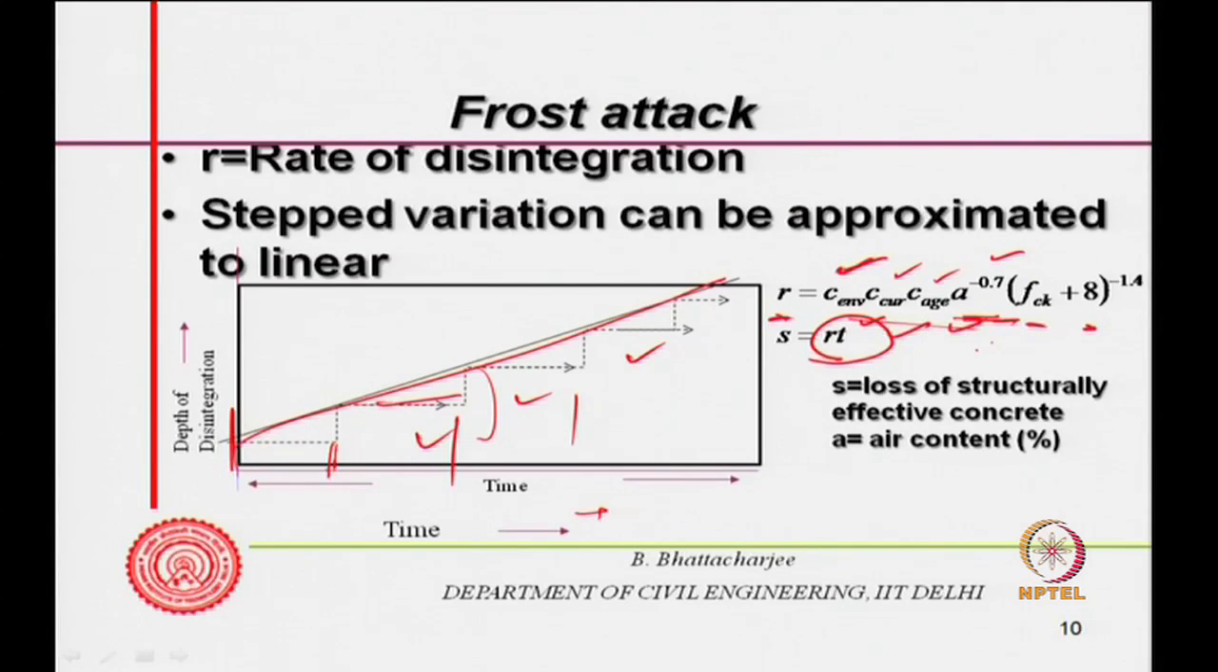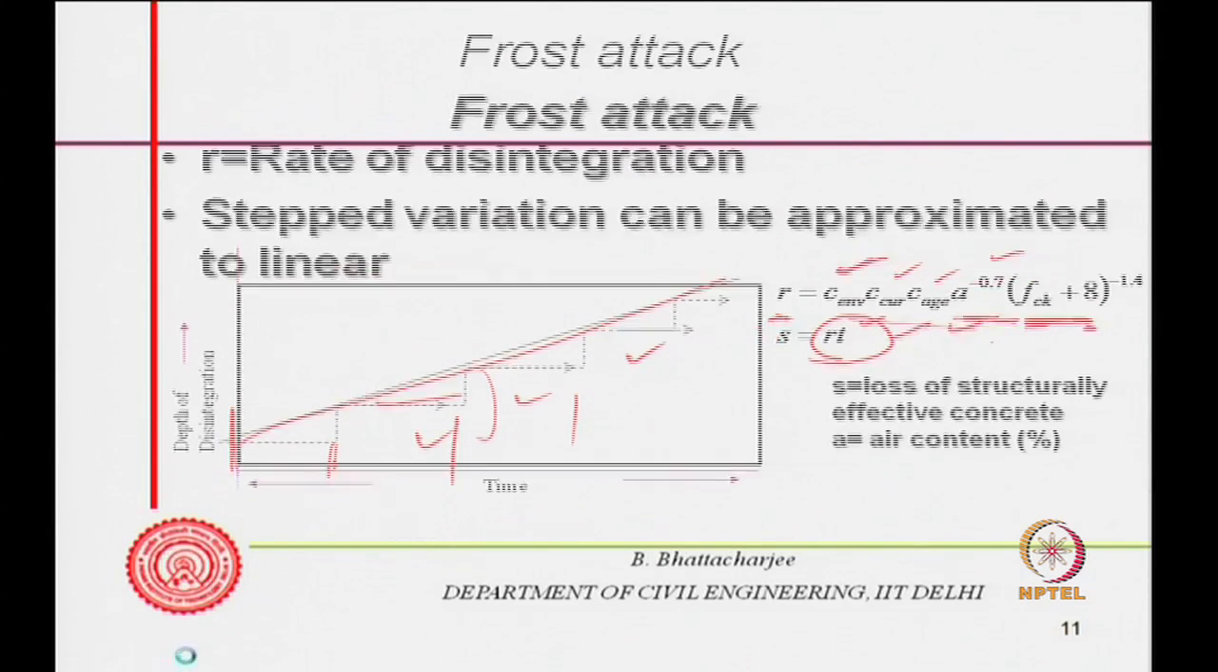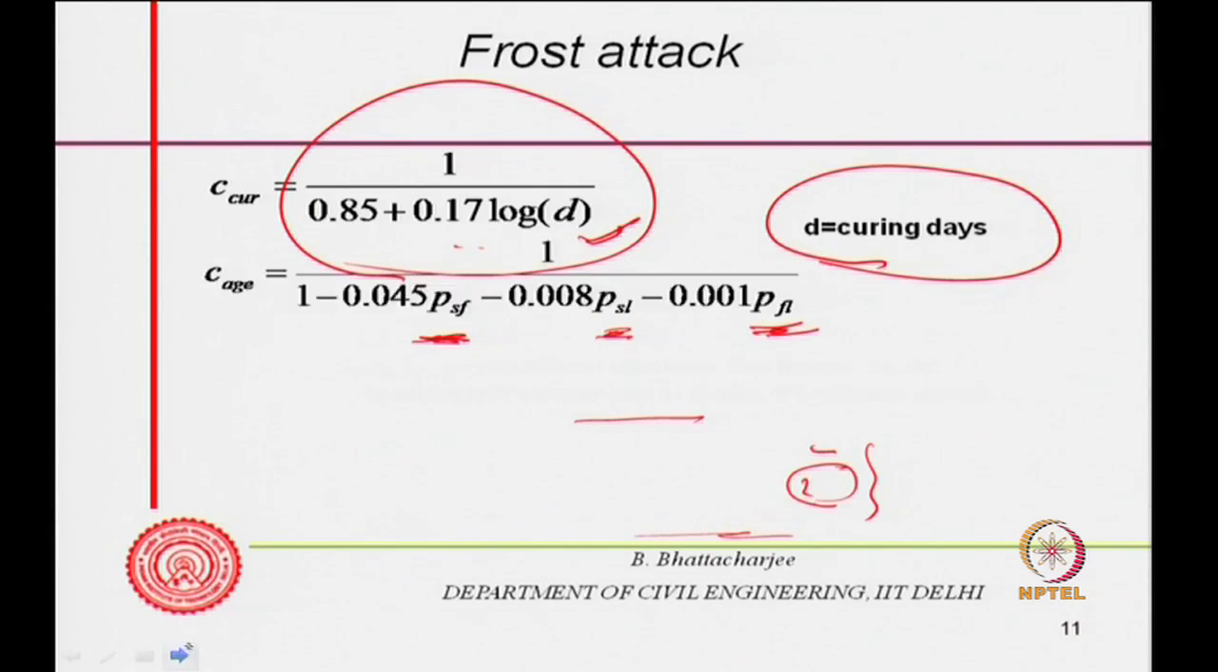from this expression. f_ck stands for the characteristic strength, and 8 is taken as 1.65 sigma, in other words, this represents a kind of mean strength. So, the larger the strength, the better the grade of concrete, and R will be smaller.